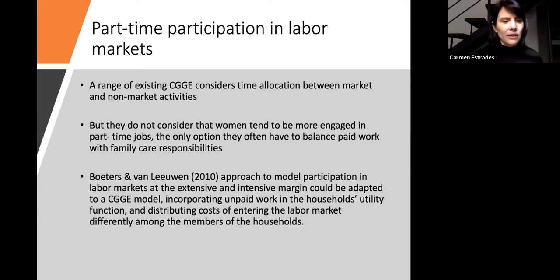So there's this framework that was developed by Boeters and Van Leeuwen, in which they model participation in labor markets at the extensive and also intensive margin. So that's a framework that could also be relevant to consider.